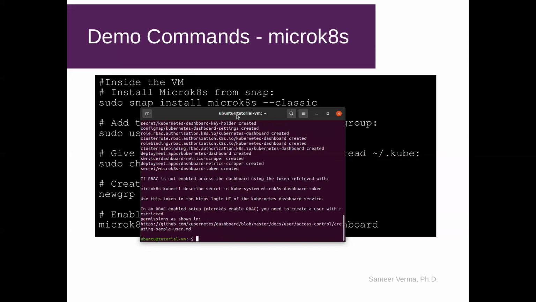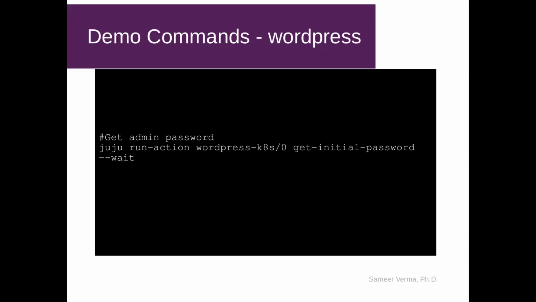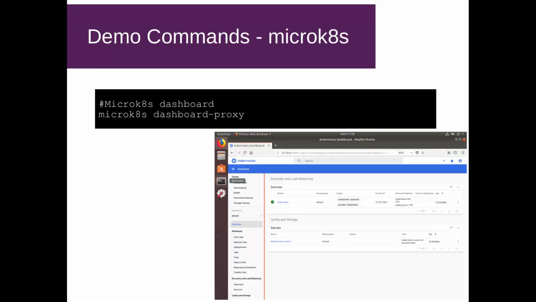So I can continue with this, but I also want to run this on VirtualBox. So this is another set of commands I would have to do, which is to install Juju, so it can talk to all the stuff, and then finally be able to set up WordPress. So those are the commands there.